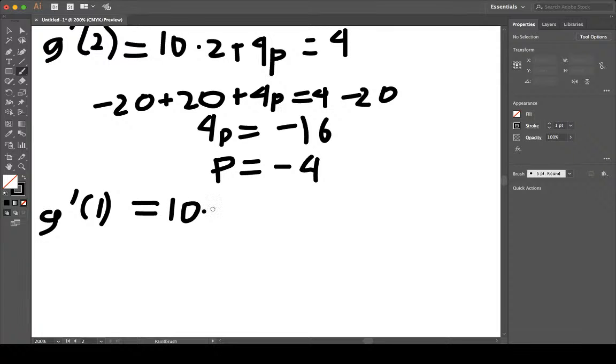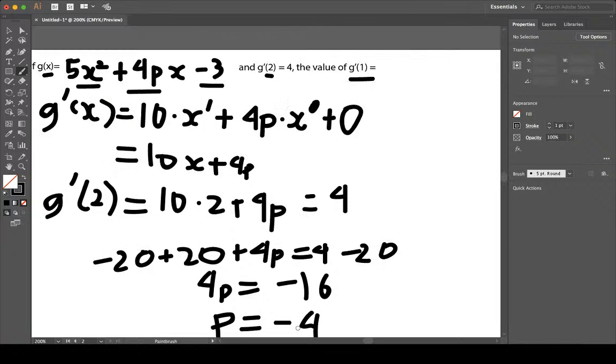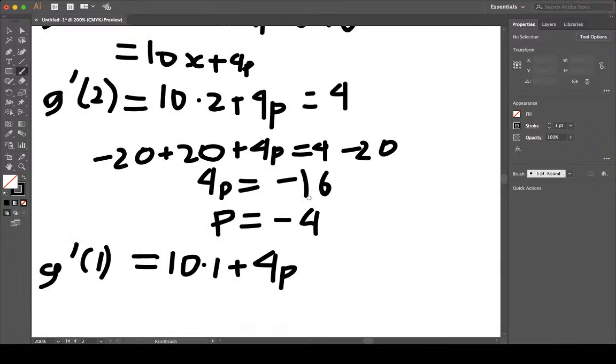10 times 1 plus 4p. Same thing, 4p, because this guy here also states that it's only 4p. So the p doesn't change. No, sorry, the 4p doesn't change. So this would equal to, let's go ahead and multiply this first. That would be 10, and then you add it by 4 times p. But we know what p is.